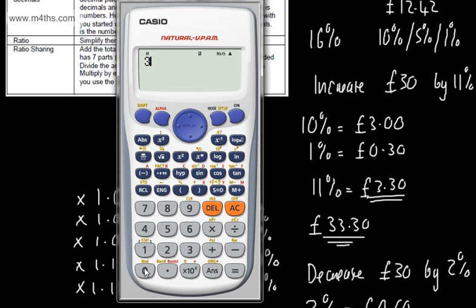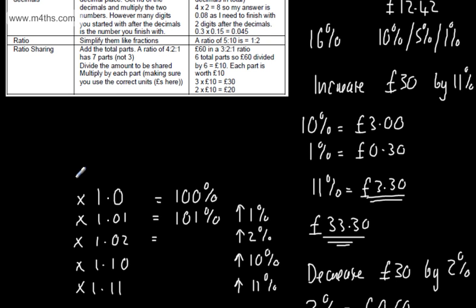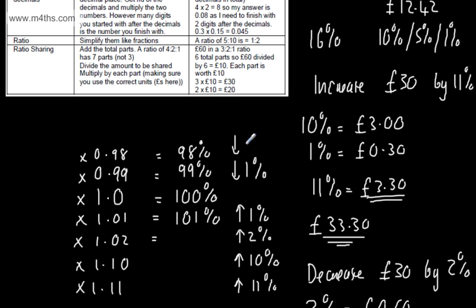You could see this as 30 times by 111%. So if we do that, let's put that in, that will give us exactly the same. So if we're decreasing, we can say multiplying by 0.99 is equal to 99% of the original, which is going to be a 1% decrease. If I multiply it by 0.98, that's going to be 98% of the original value, or a decrease of 2%.